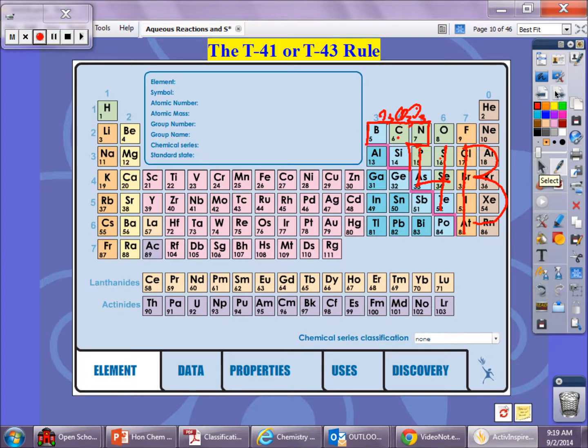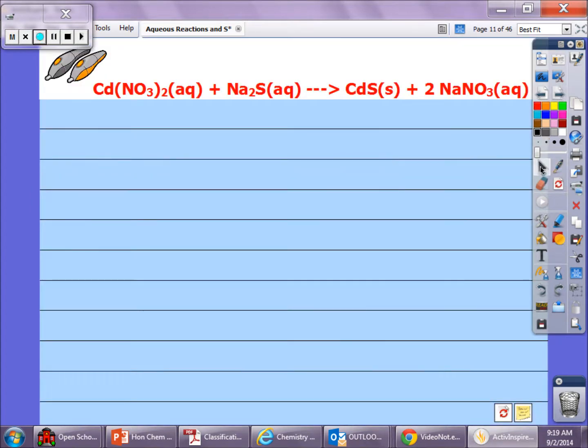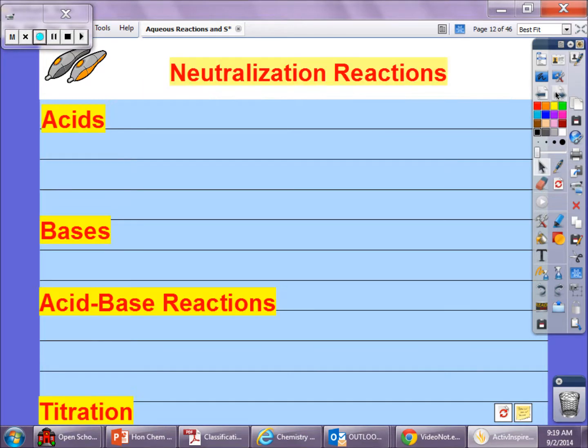Next, we already solved this problem. Net ionic equation. We talked about neutralization reactions. One thing I did not mention in part 1: you need to know the strong acids and the strong bases.